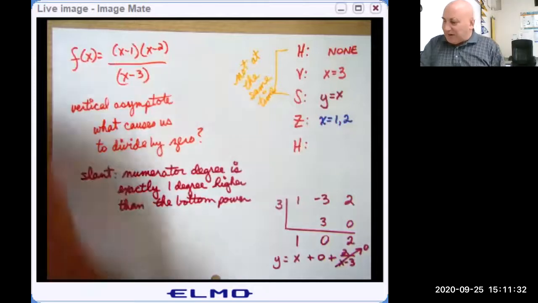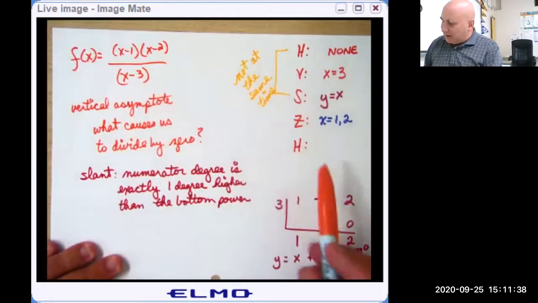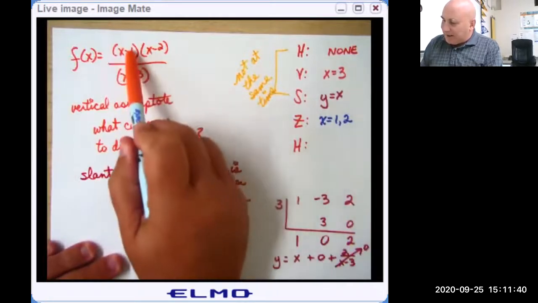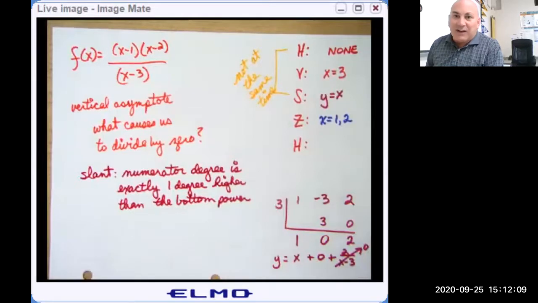And so the way that we find a slant is we notice that the degree is 1 higher than the denominator, so we divide. This is x squared minus 3x plus 2, and I'm dividing by x minus 3. So that gives me y equals 1x plus 0 with a remainder of 2. And that 2, we can put it as 2 over x minus 3. Now, as x gets bigger and bigger and bigger, this term goes to 0. So in this case, our slant asymptote would be y equals x plus 0, or y equals x.